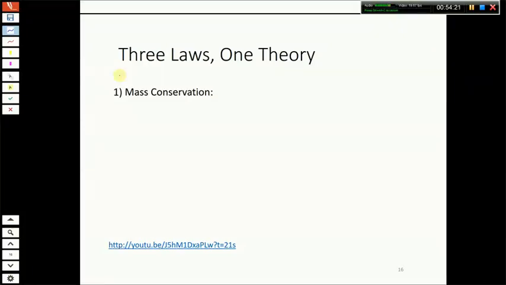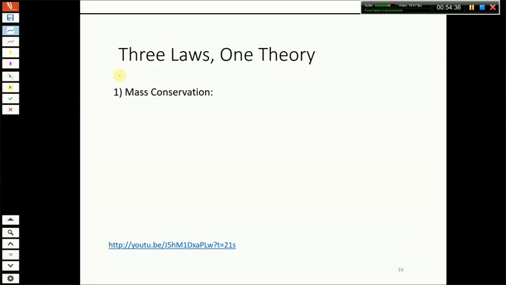And once we get through these three laws, we're going to then describe the theory that explains all three of those laws together. So very often a theory will explain not just one law, but a collection of laws and really give you some insight into an important physical principle by combining all of them together.